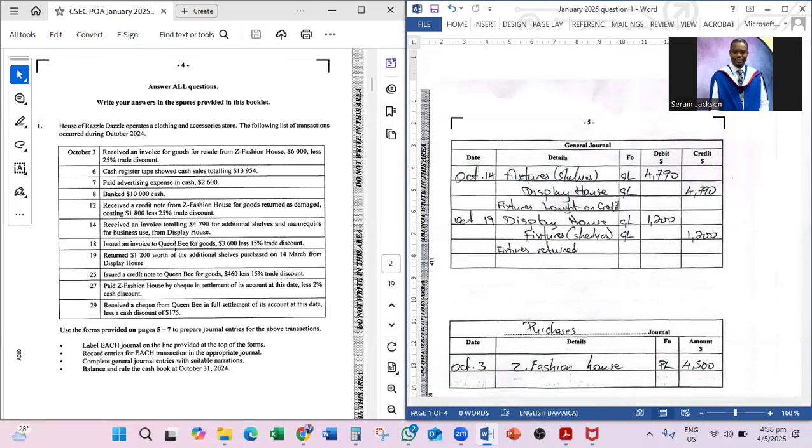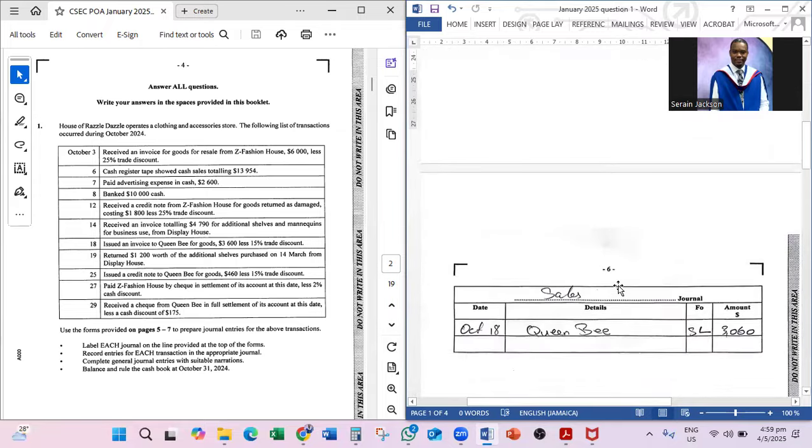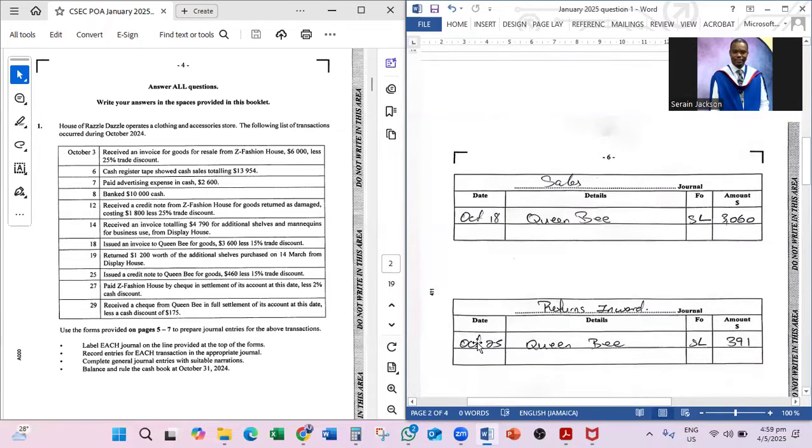Moving on to October 25, issued a credit note to Queen B for goods. I can stop right there. What it means is that we just sold some goods to Queen B on the 18th. They have sent back some goods to you, and obviously they would have sent a debit note, so now you are going to send back to them a credit note. And so you have a returns inwards journal. So here it is, returns inwards journal, October 25, Queen B, SL, 391. And I got 391 because I would have subtracted the 15% from the $460.